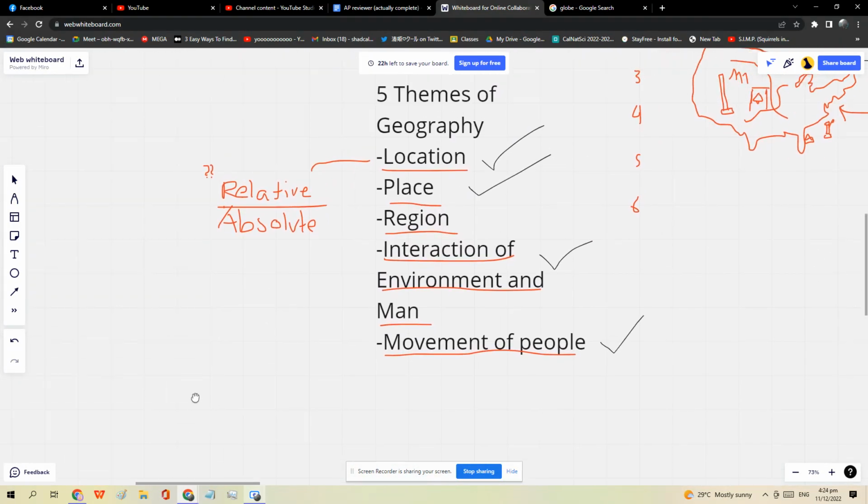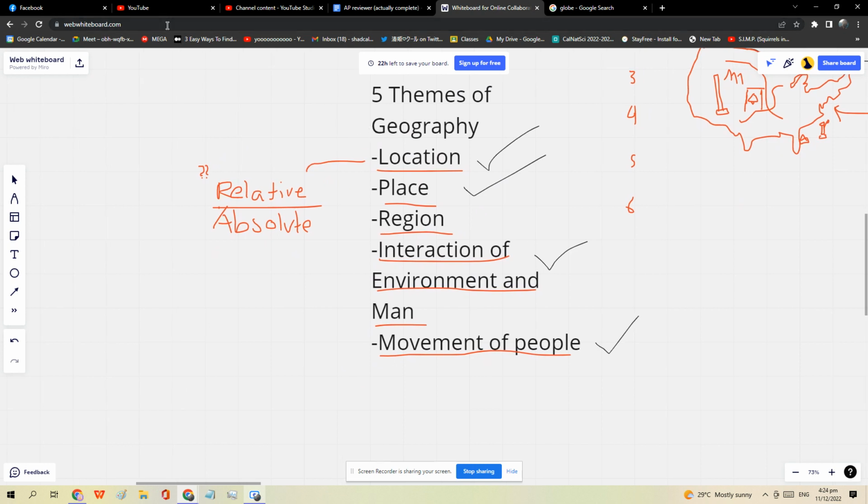So, before we begin our lesson, we're basically going to be talking about geography. Geography is the study of places, or basically places, locations, and culture, just anything related to people grouping together and interacting with our environment on the earth. Now geography has five themes.